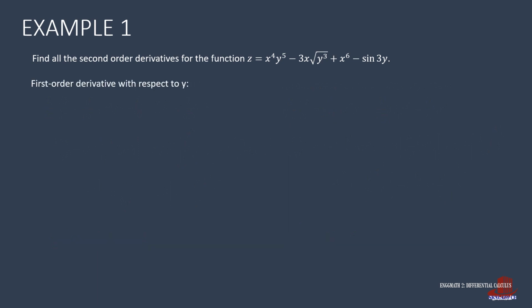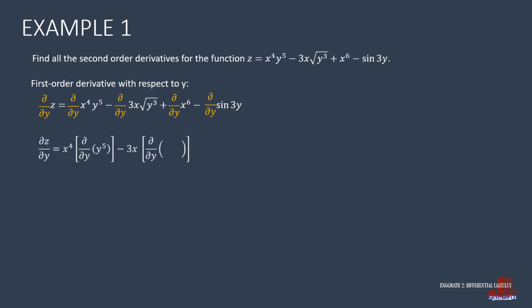The first derivative order is already complete until its second derivatives, so we go back to the original function and solve the other first-order derivative with respect to y this time. dz over dy comes as x raised to 4 multiplied by the derivative of y raised to 5 minus 3x times the derivative of the root of y cubed plus x raised to 6 times the derivative of 0 minus the derivative of sine of 3y.